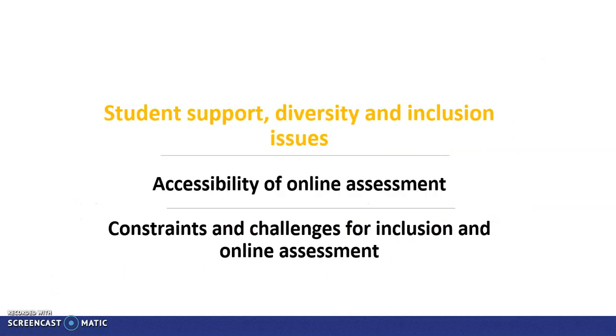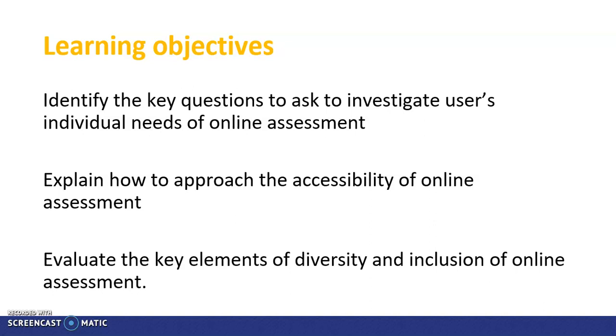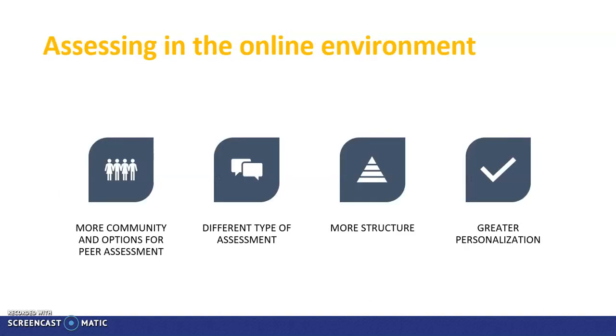There are 3 parts to this. We're going to have a look at student support, diversity and inclusion issues, look at accessibility of online assessment, and the constraints and challenges for inclusion in online assessment. What we want to do towards the end of the session is to be able to identify the key questions that you need to ask when thinking about users' needs when doing some sort of online assessment, explain how you'd approach the accessibility of online assessment, and you should also be able to evaluate the key elements of diversity and inclusion for online assessment. At the end of the module, you'll have covered all 3 of those learning objectives.